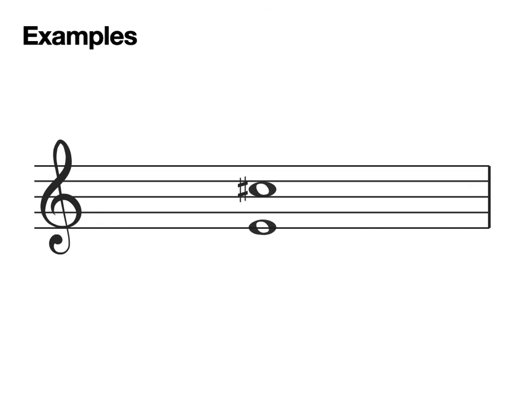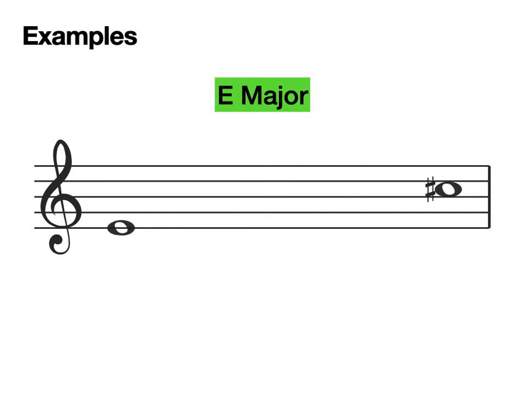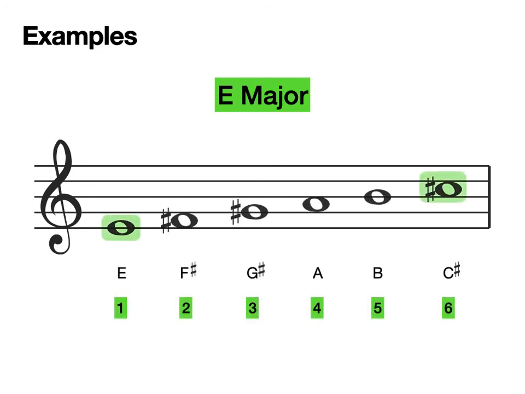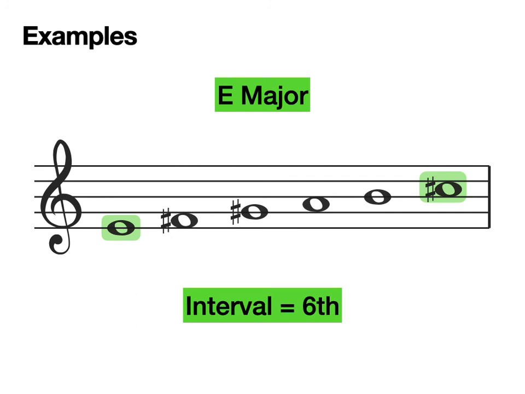What about this interval? As you can see, the lower note is an E, so let's write out the beginning of the E major scale. As you can see, C sharp is the 6th note of the E major scale, making the interval between E and C sharp the interval of a sixth.